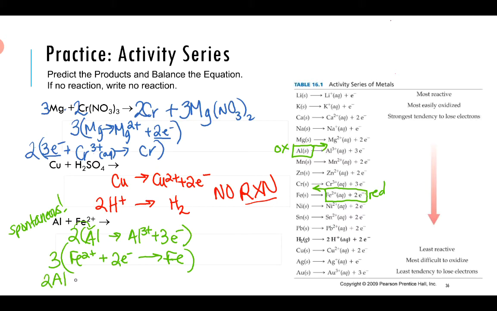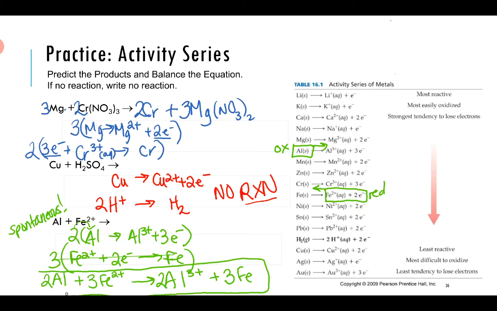2 aluminums plus 3 iron 2 pluses. I know my electrons will cancel out. And so then in my product side, I'll have 2 aluminum 3 plus ions and 3 iron 2 plus ions. Not iron 2 plus, 3 iron solid. So there's my balanced chemical equation.